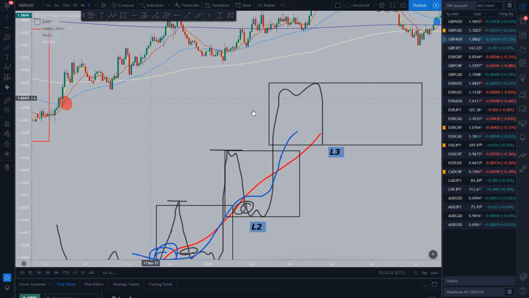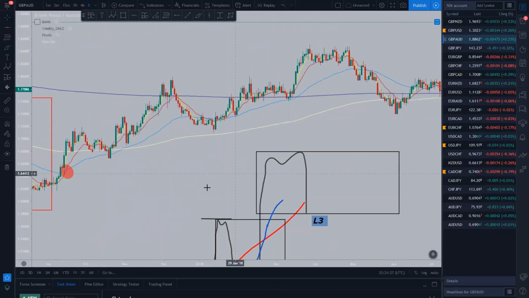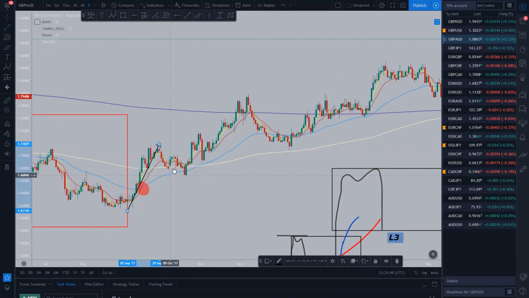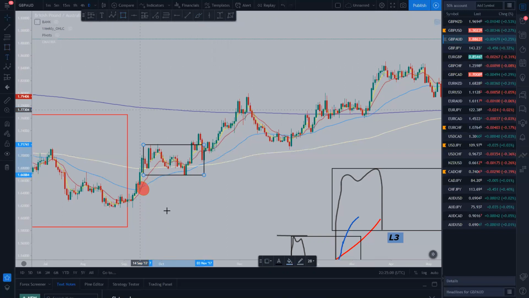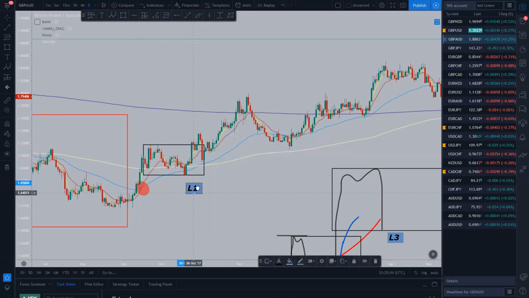So I'm going to go to now my chart, and I'm going to show you guys exactly what I just showed you. So I've identified my first level down here, which is the crossover of the 50 and the 30 EMA. So this move that you can see here is my level 1 move. That's the highest point it reached before coming down and closing below the 30 EMA. So I'm going to take this point from there to there. This is my level 1 consolidation. I'm going to label that L1.